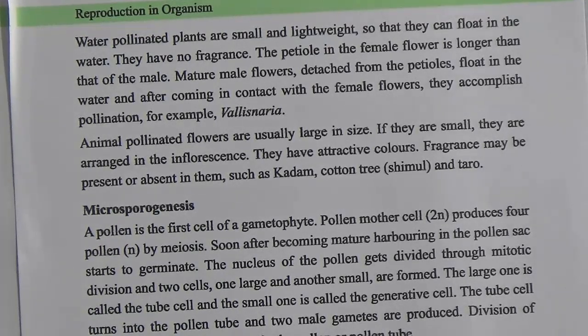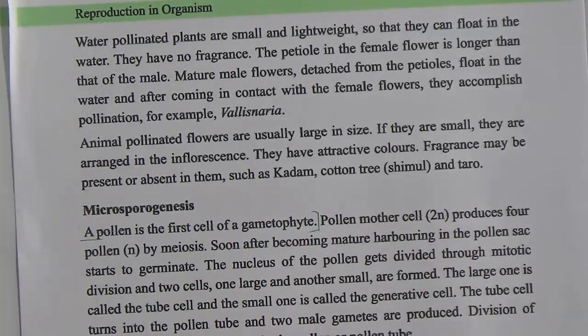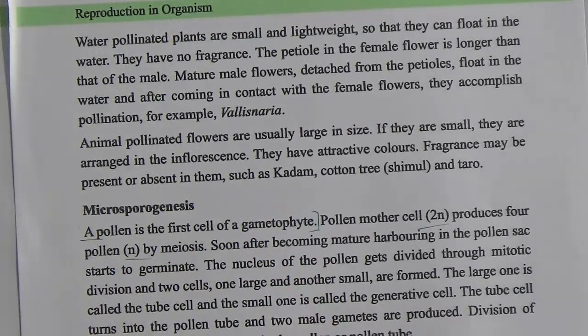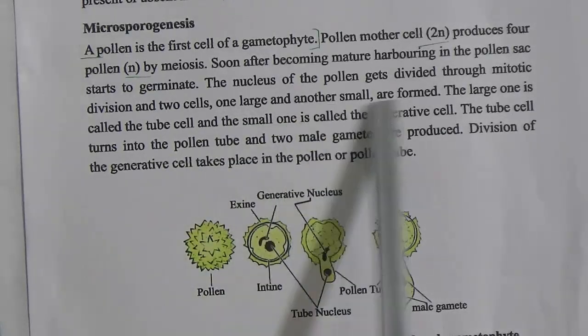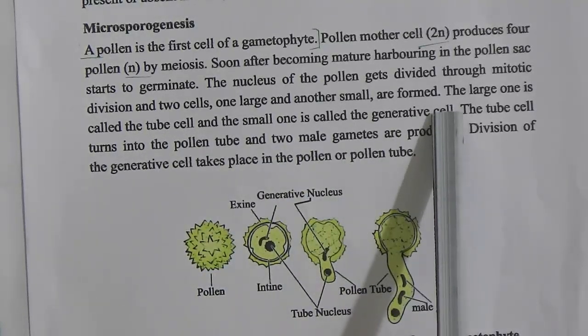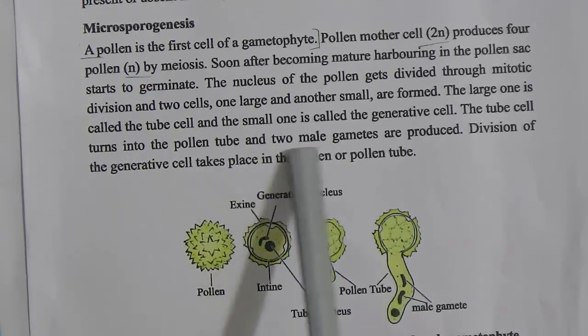Now here is microsporogenesis. Development of microsporogenesis. A pollen is the first cell of the gametophyte. The pollen mother cell is diploid. It produces 4 haploid pollen by meiosis cell division. Soon after becoming mature, the pollen, harbored in the pollen sac, starts to germinate. The nucleus of the pollen divides through mitotic division and 2 cells, one large and another small, are formed. The large one is called the tube cell and the small one is called the generative cell. The tube cell turns into the pollen tube and 2 male gametes are produced.